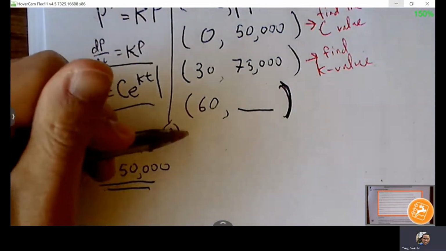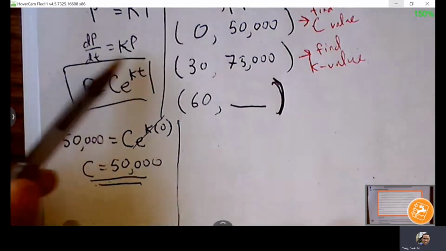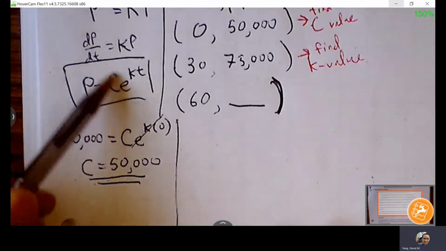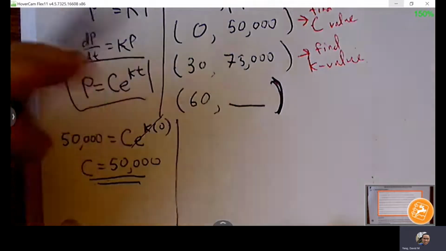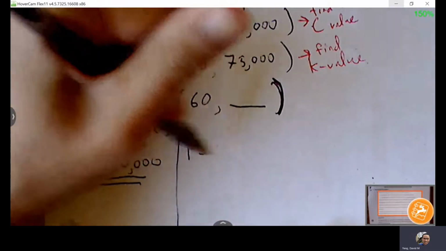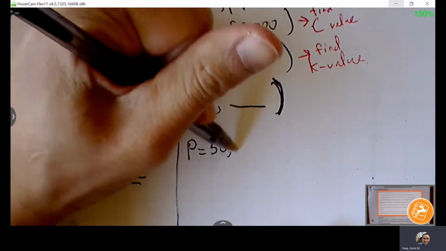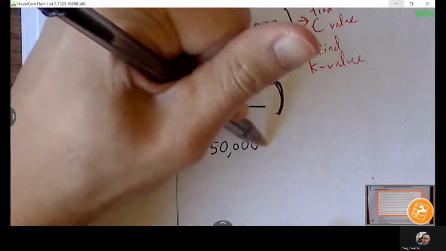Okay, as soon as we have our C value, we're going to update our general equation because we have information to make it more specific now. So P is equal to 50,000 e to the KT.